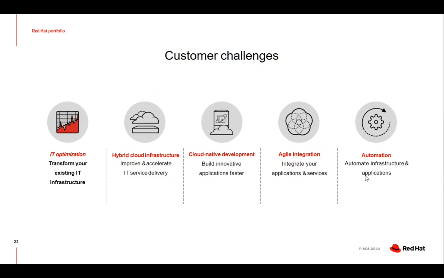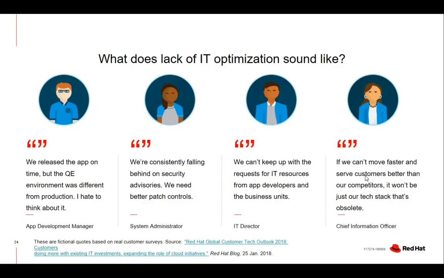If you still keep using those rigid systems, your ability to virtualize and your ability to transform to the cloud, whether public or private cloud, will be very, very limited. So this is your first opportunity: transform your customers' existing IT infrastructure. And how do we do that? What does a lack of IT optimization sound like? How do you understand whether the customer is still running legacy systems? For example, a system administrator says, we are constantly falling behind on security advisories, we need better patch controls. That means they are really running obsolete systems, right?